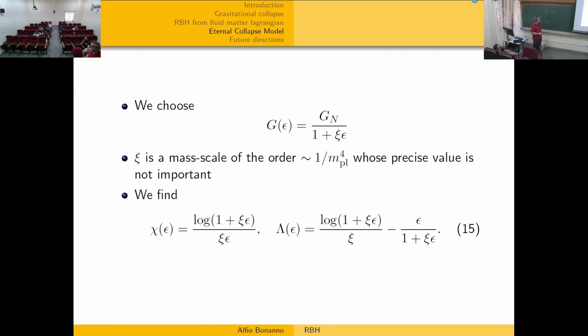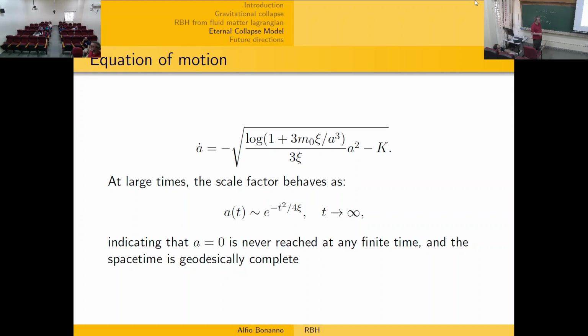That's true, but look at A. A goes to zero in this way, so it is zero only at t equal infinity. So before t equal infinity, you will not see any effect.